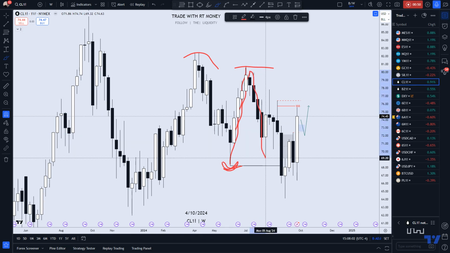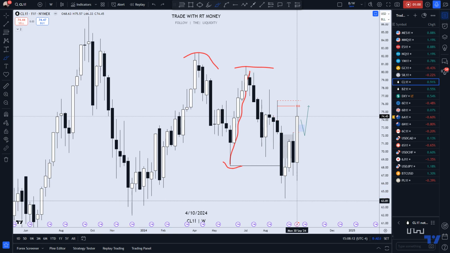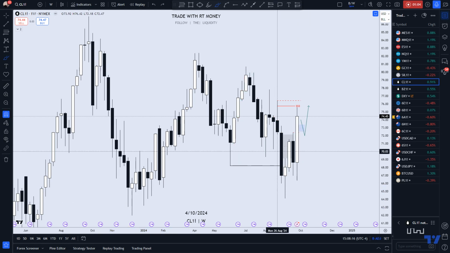And price made its way down here and swept that low, preserving this low. Interesting, isn't it? Now, why did it preserve that low? Is that a protected low? I don't know. We're going to find out in a minute. So as price traded through and closed past that low, you would think we're going for lower prices.